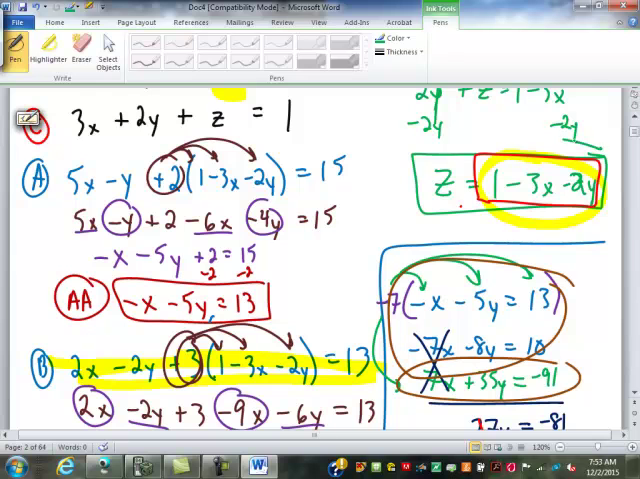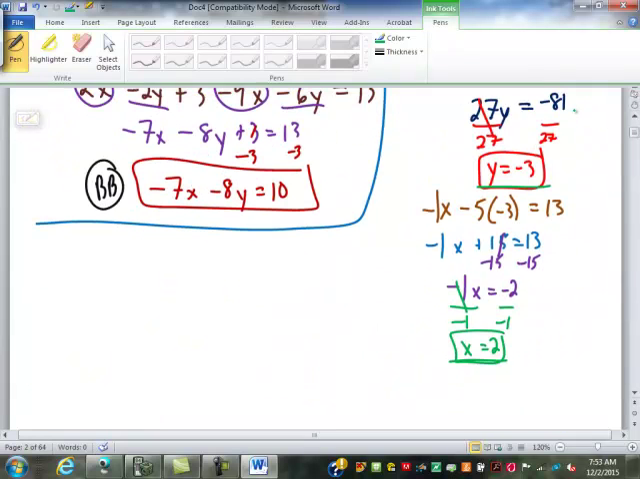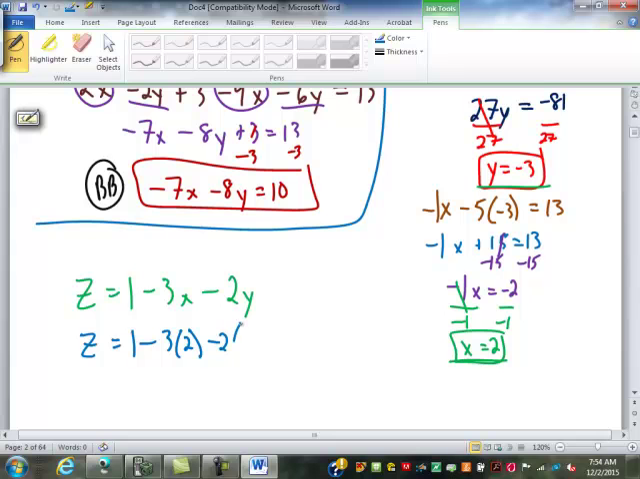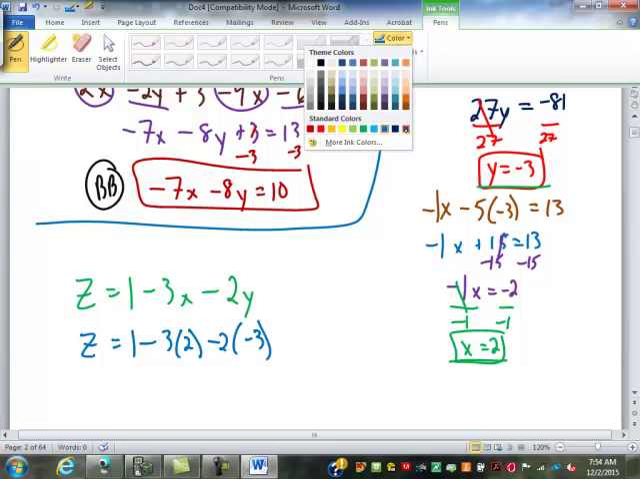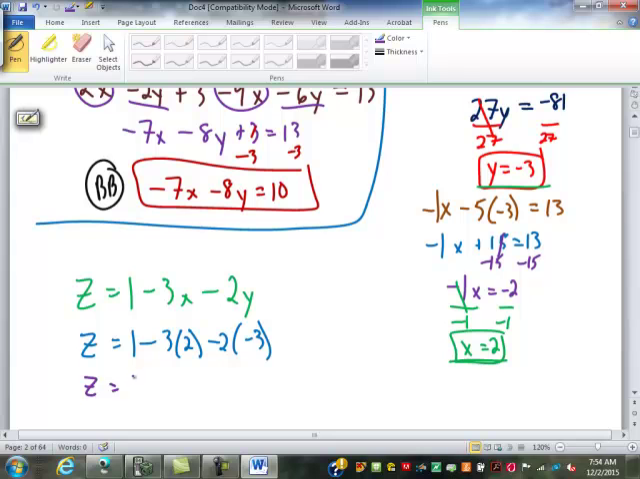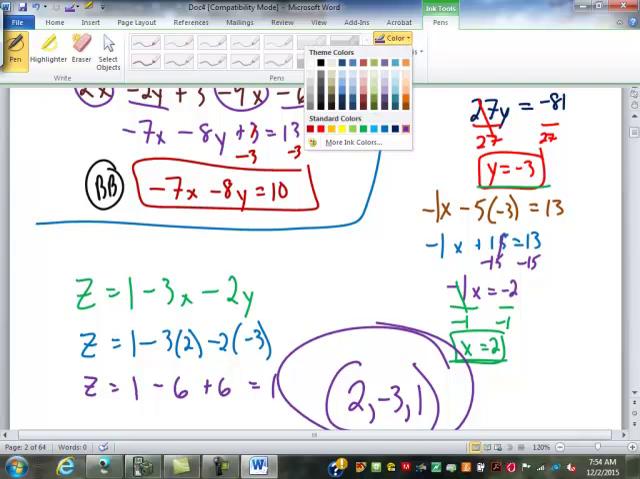Well, we have this nice neat little expression right here for z. Z equals 1 minus 3x minus 2y. So z equals 1 minus 3 times 2 minus 2 times negative 3. Z equals 1 minus 6. Negative 2 times negative 3 is a plus 6. Equals 1. Z equals 1. So we have x is 2, y is negative 3, z is 1. 2, negative 3, 1. What do you think?